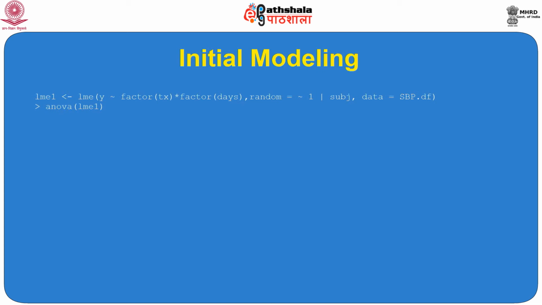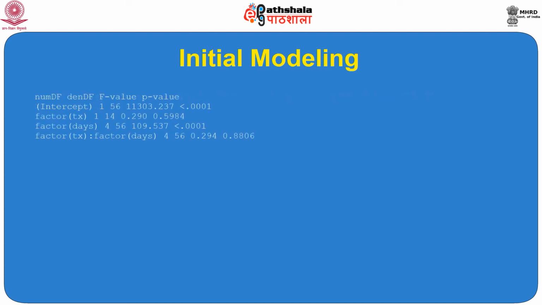data equals sbp.df is assigned as the data set. Now when we call the ANOVA of LME1, we get the results as intercept, factor for Tx, factor for days, and the interaction factor between Tx and days. As factors, we are getting the regression coefficients. Our estimate of intercept is coming as 11303.237, obviously with a significant level. And for factor Tx, that is considered a fixed effect, that is not changed for any individual from start day to end, the last follow-up visit, they are given the same treatment.